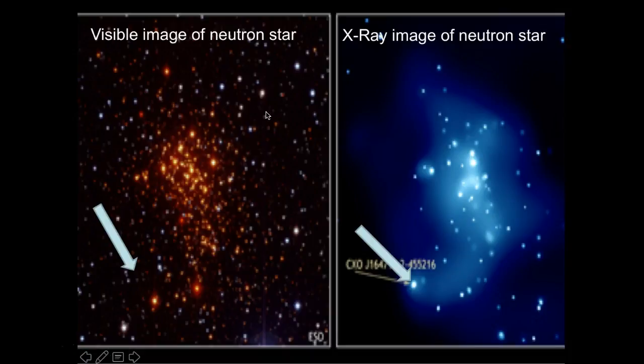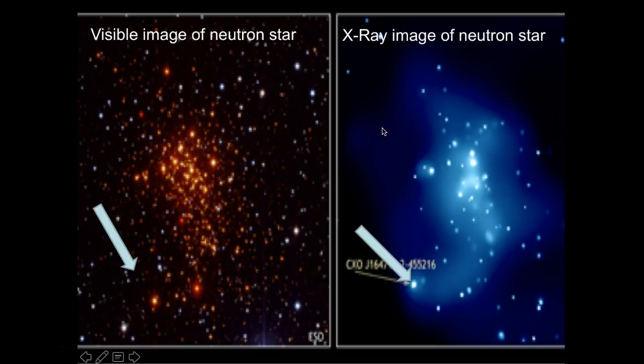Now, neutron stars are what you get if the star isn't quite big enough to form a black hole. So it has to be super big. To be a black hole, it has to be at least 10 times the size of the sun. So it has to be really, really big. So if it's not that big, you're going to get a neutron star. And a neutron star, this is what they look like. You can't really see it very well here, but you can see the X-ray image really, really well.